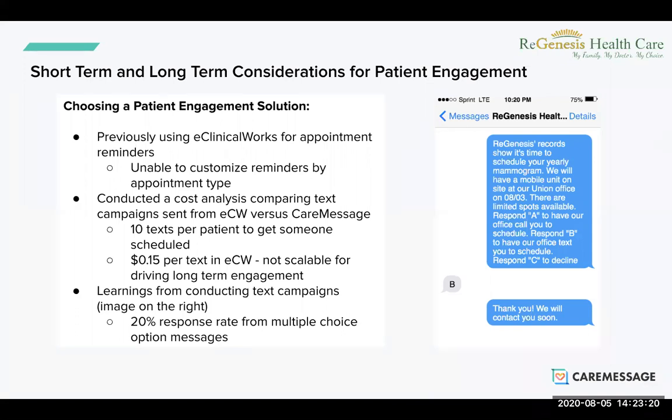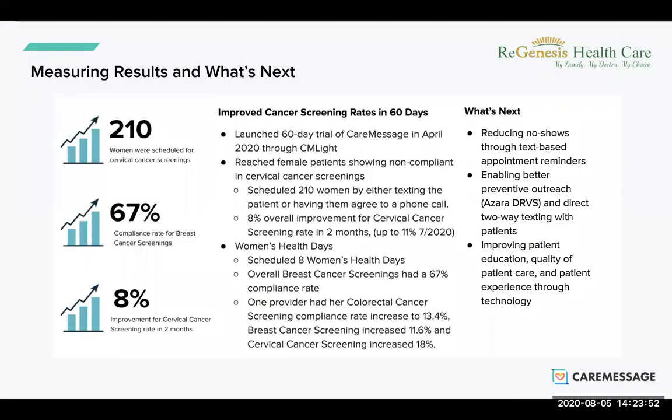They have a mobile unit available, and actually ask patients, how would you prefer for us to communicate and contact you to schedule this appointment? Should we call you? Should we text you? Or do you not want to come in at all? And based off of the responses received, Regenesis, using CM Lite, was then able to follow up with patients one-to-one with direct messenger to schedule those appointments, or more strategically make outbound calls because they knew that those patients were expecting them. As a result of this effort, they saw 210 women schedule a cervical cancer screening.